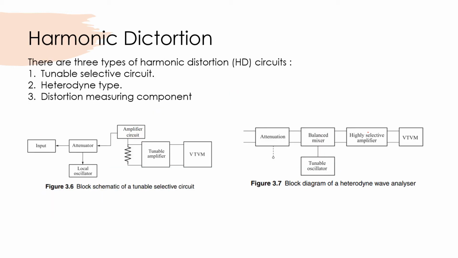And then after the high frequency wave analyzer, the next instrument is harmonic distortions. So this is not the distortion, this is the distortion, I'm sorry, this is the distortions. There are three types of harmonic distortion circuits. The first one is tunable selective circuits, and then heterodyne type, and then distortion measuring component. For the tunable selective circuit, we can see here in figure 3.6.